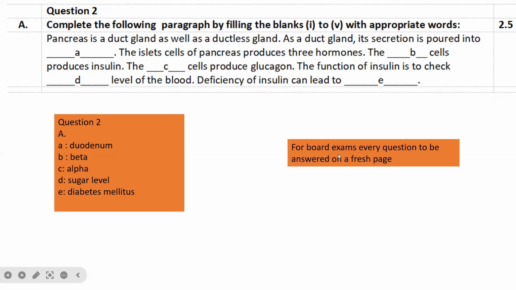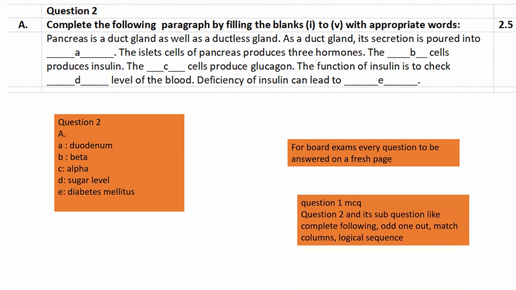Now for board exam, every question is to be written on a fresh page. Now this question means not your A, B, C, D, not capital A, capital B, capital C. Question means question number. Like question 1 MCQ. All the MCQs you have to write on 1 page. Once you finish your 15th MCQ, leave that place. Question 2 start on a fresh page.